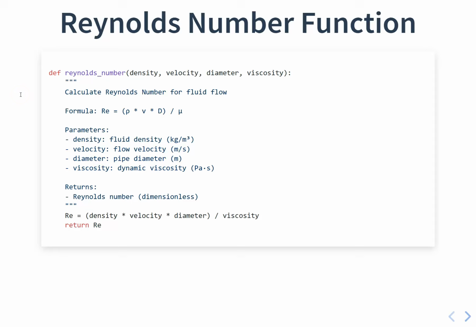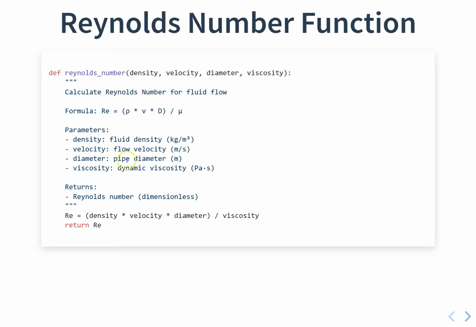Let's code this up. First, our main calculation function, I am calling it reynolds_number, and it takes 4 parameters: density, velocity, diameter and viscosity. Notice the detailed docstring. This is crucial in engineering code, like "calculate Reynolds number for fluid flow." So here I specify units for every parameter because unit errors cause expensive mistakes in the real world.